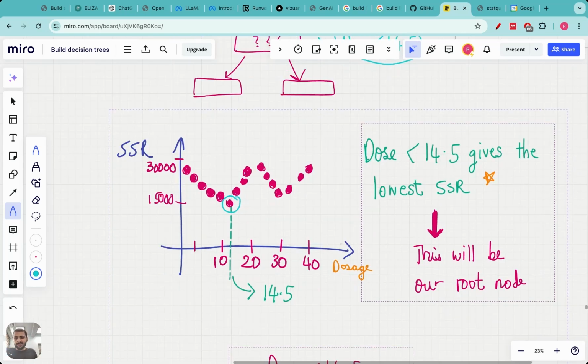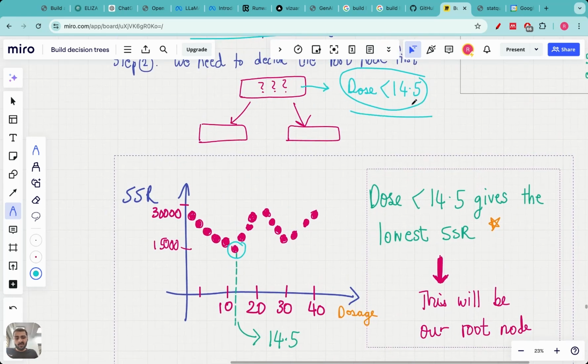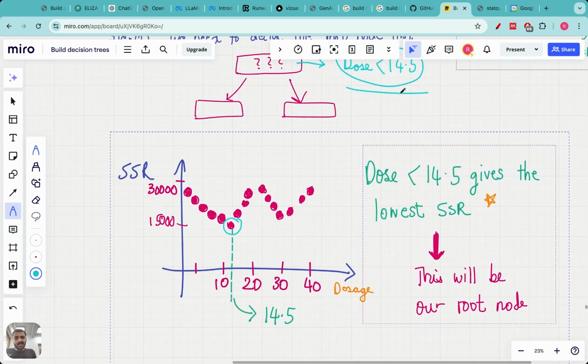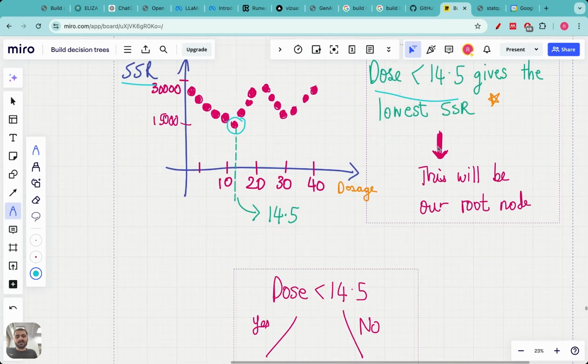So in the last lecture, we reached this stage where we have determined the root node, which is dose less than 14.5. If you have not seen that lecture and if you don't know what sum of squared residuals is, I highly encourage you to go through the previous lecture. But if you want to follow along, please do, because I will explain everything from scratch. So our root node is finalized, which is going to be dose less than 14.5, correct?